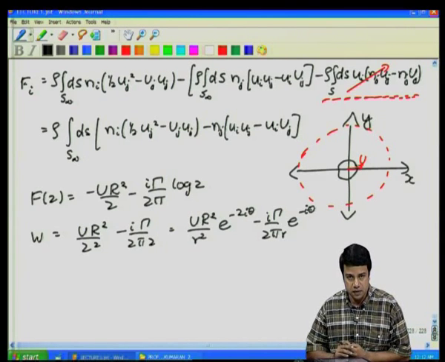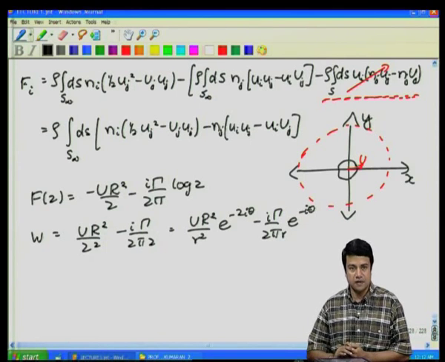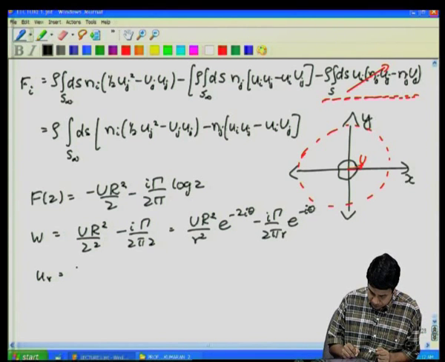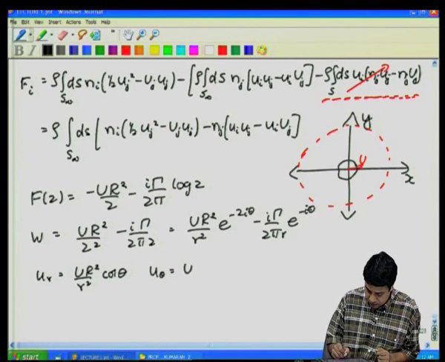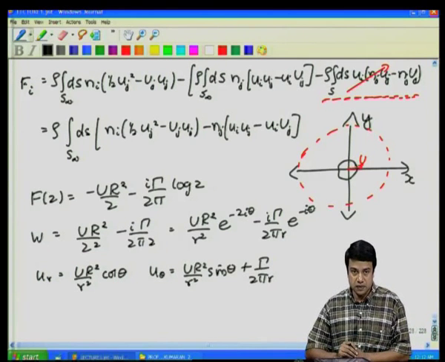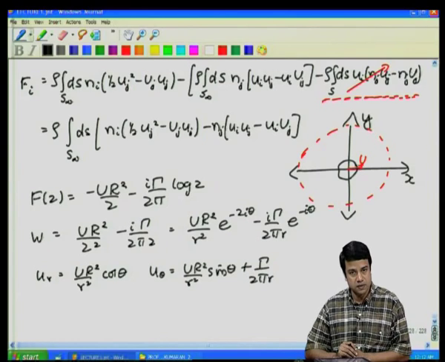The surface area of this object itself increases as r in the limit as r goes to infinity. So, if I were to draw out u theta for this case, I get u r is equal to u r square by r square into cos theta. U theta is equal to u r square by r square sin theta plus gamma by 2 pi r. So, u r decreases as 1 over r square far away, whereas u theta decreases as 1 over r.